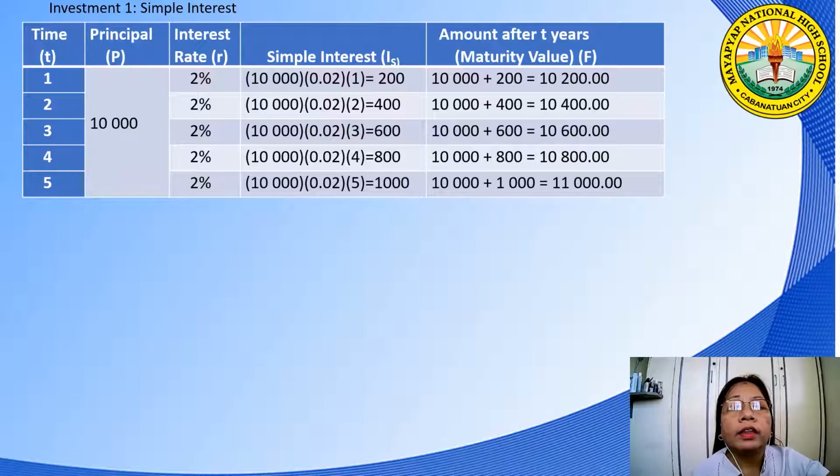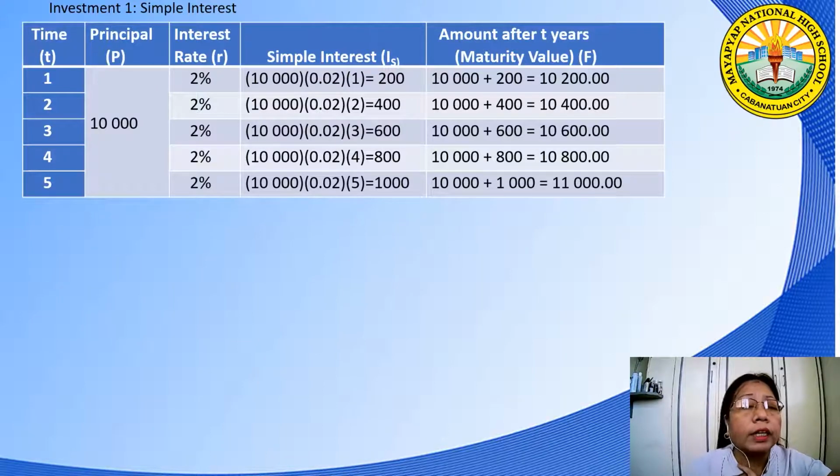Then the amount after 1 year, or the maturity value, you add the 200 interest to the principal, so that becomes 10,200. Then in the second year, the interest is computed as 400, then added to the principal 10,000 becomes 10,400. In the third year, 600 added to 10,000, that becomes 10,600, and so on and so forth.